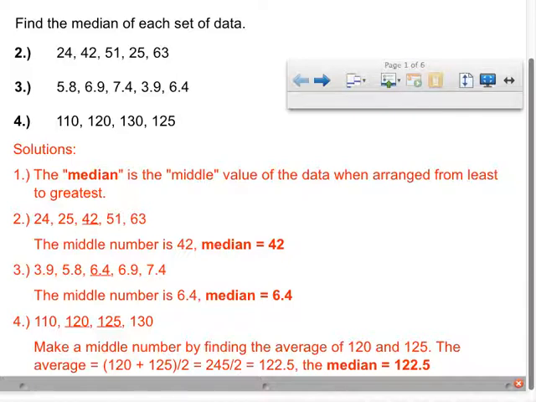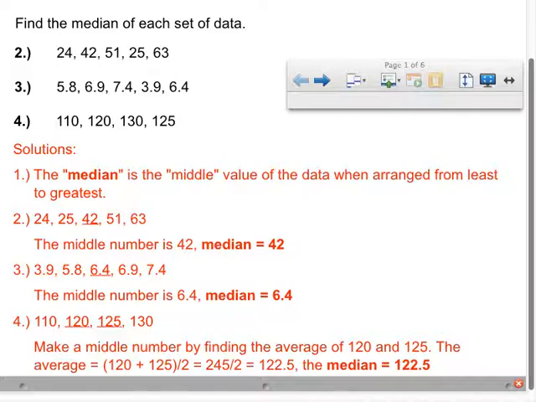And whenever you find the average or the mean, those are synonyms, you add up the numbers you're finding the average of, and you divide it by how many numbers you added together, right? In this case, it's 2 numbers. So here I took 120 and 125. They gave me 245. I divide that by 2. That gave me 122 and 5/10.